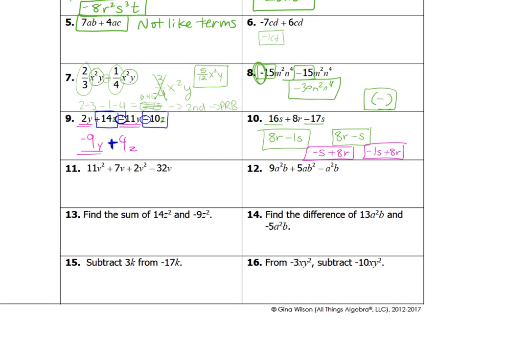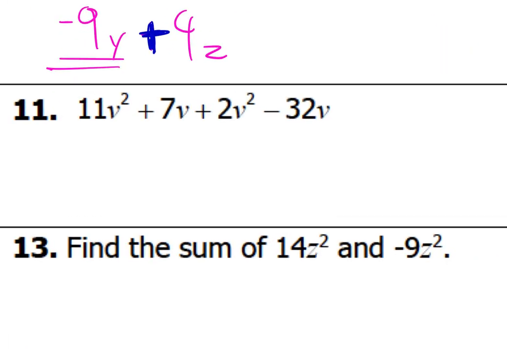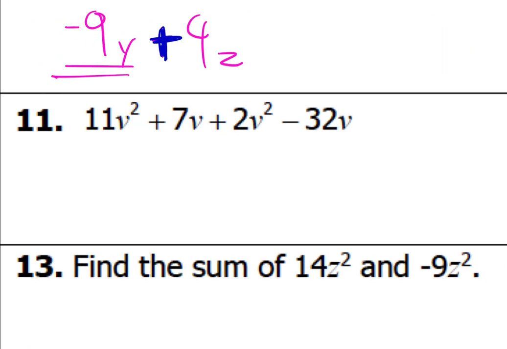All right, two more, and then I will set you loose. These are V's. I know because other stuff didn't copy well, it looks like they could be Y's that got cut off, but they're V's. So 11V squared plus 7V plus 2V squared minus 32V. Do you have any like terms? Yeah. Which ones? The V squareds are, so 7V minus 32V is like terms.